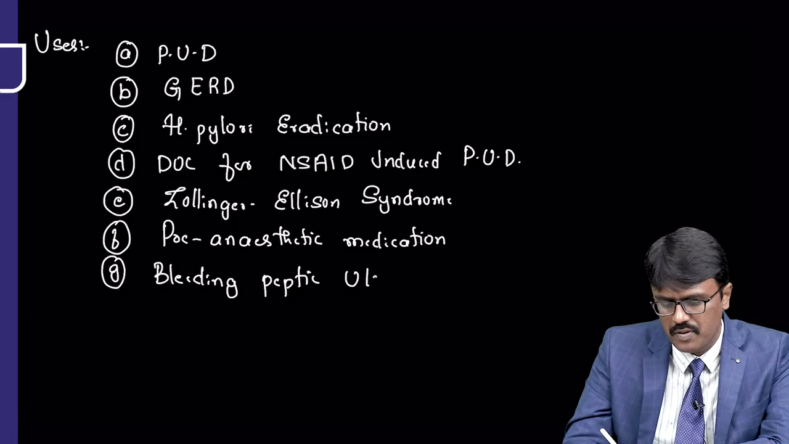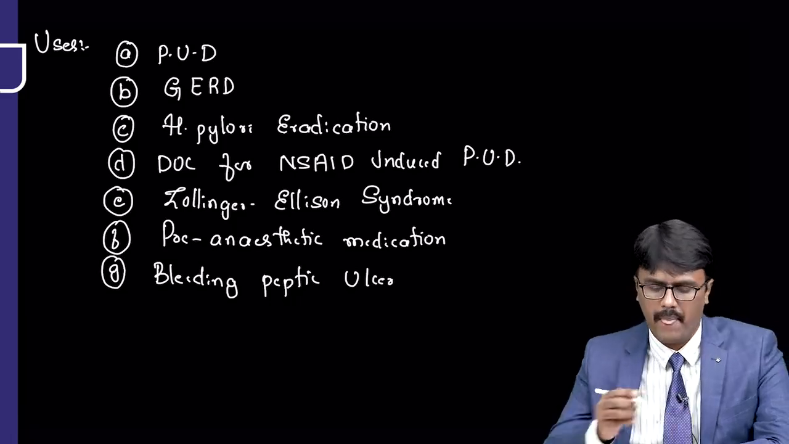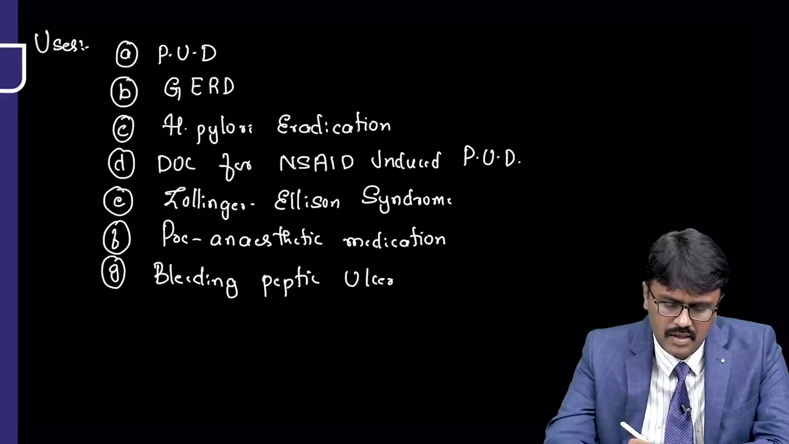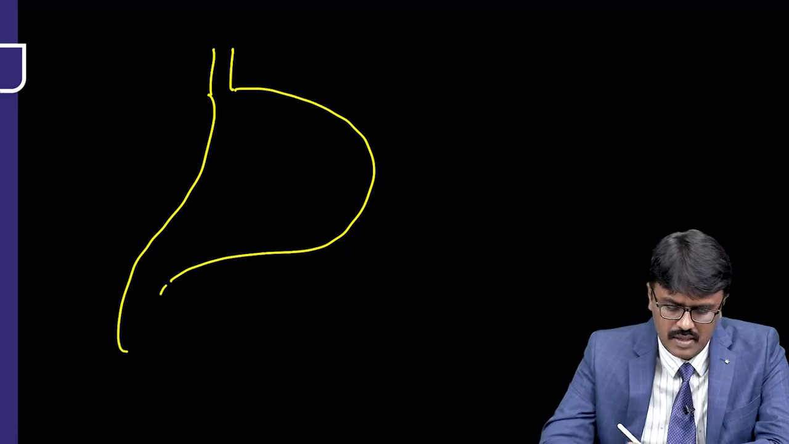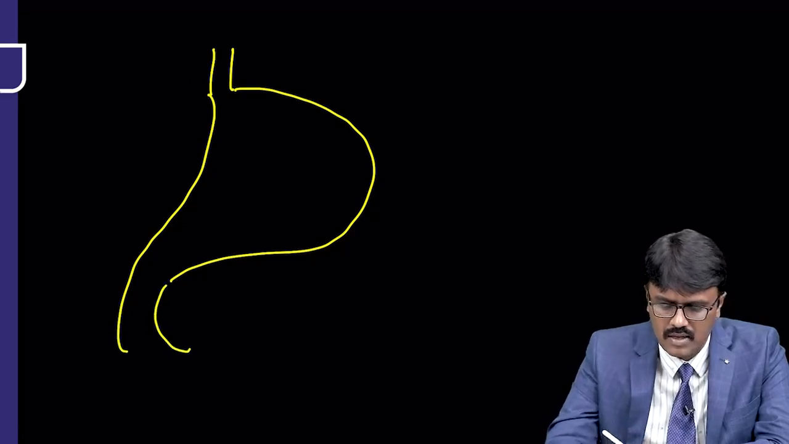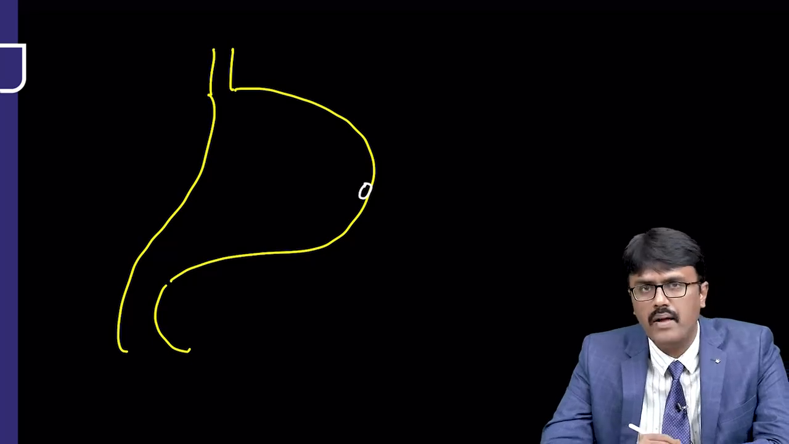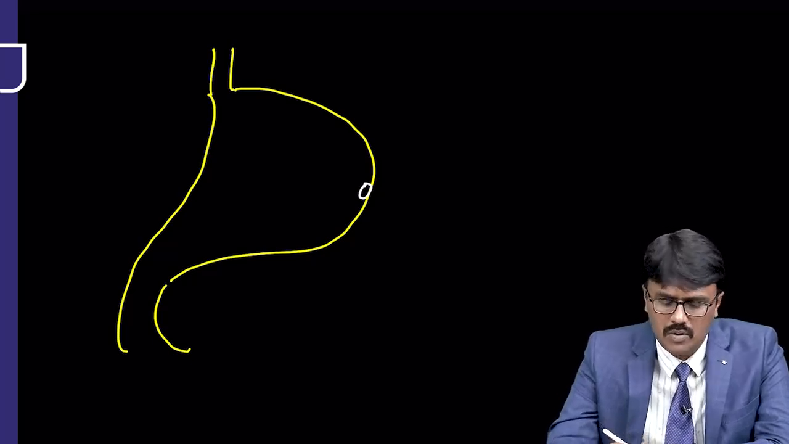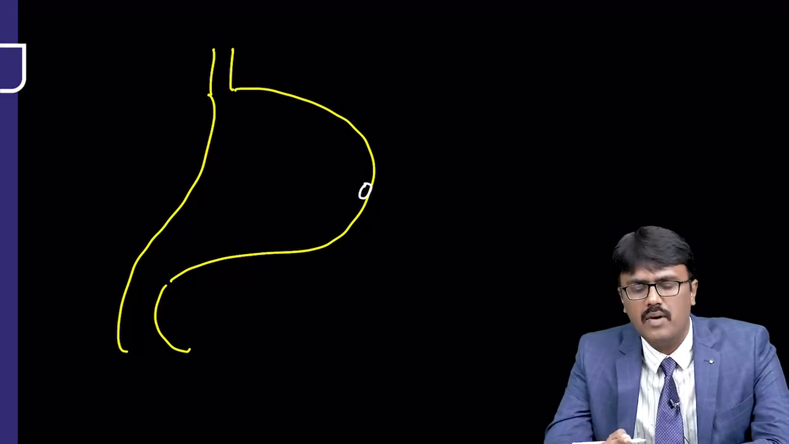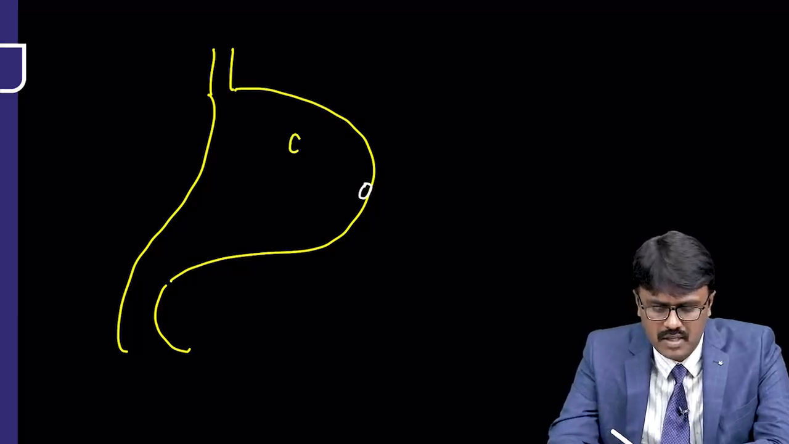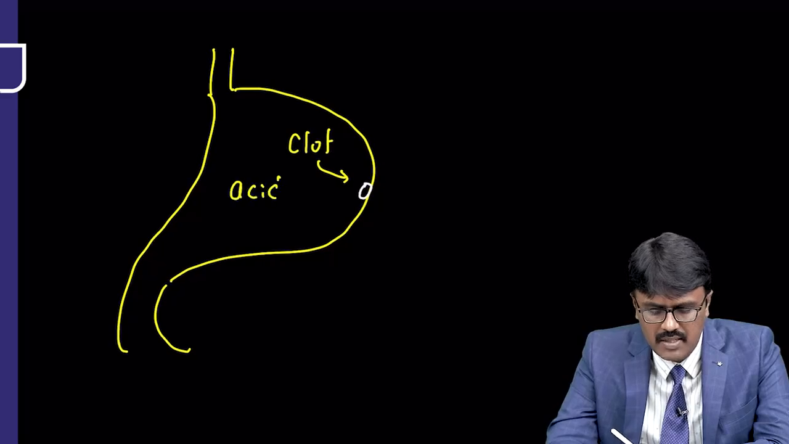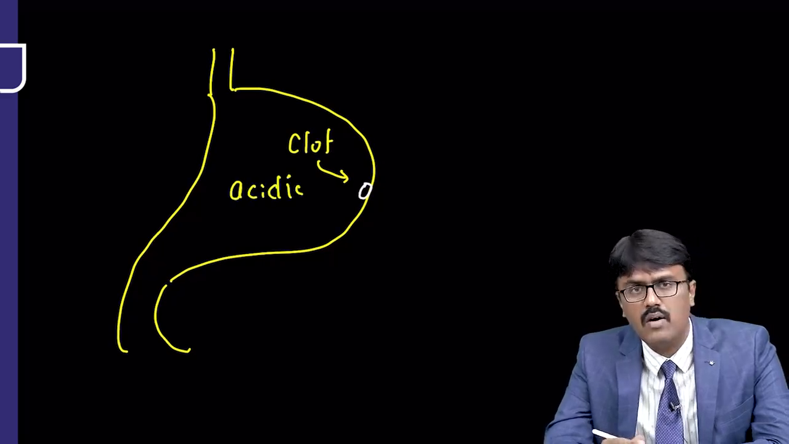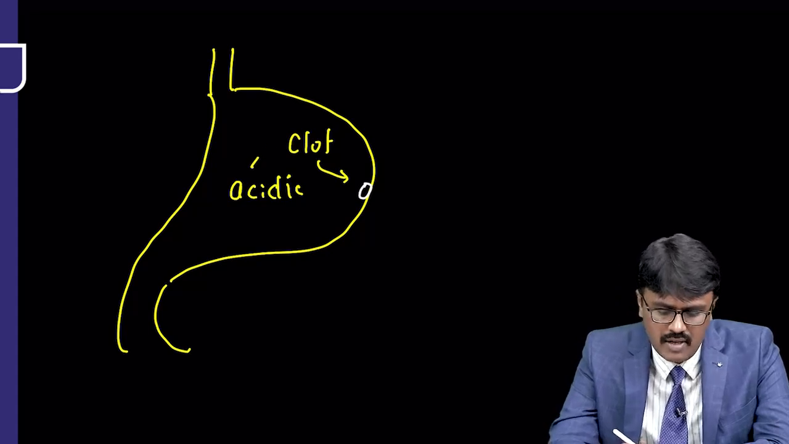Why do we use it in bleeding peptic ulcer is a question. I'll explain it here. Now this is the stomach and the intestine. Let us assume that there is an ulcer and it starts bleeding, so the blood starts oozing out. What is the defense mechanism by the body? To form a clot, to prevent the bleeding. But because of the acidic stomach pH, acid will not allow the clot to stabilize. So acid will dissolve the clot.